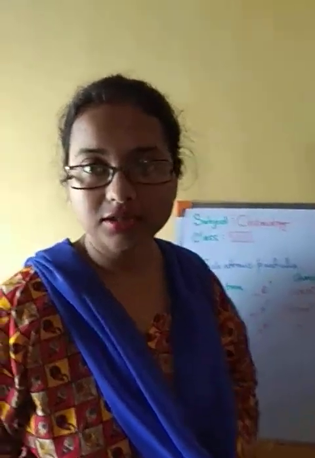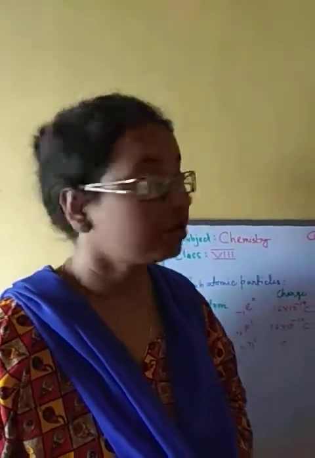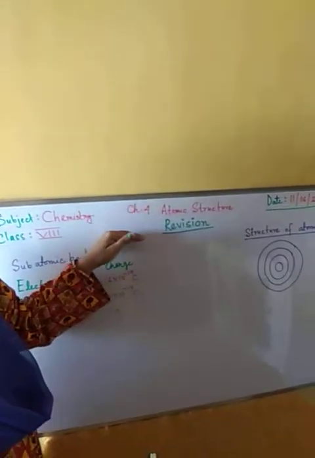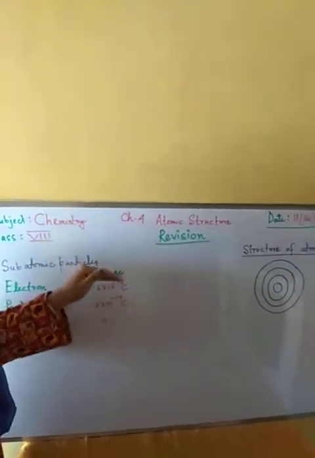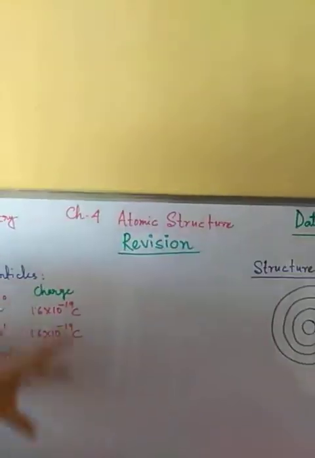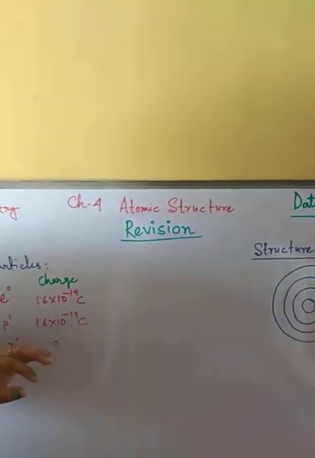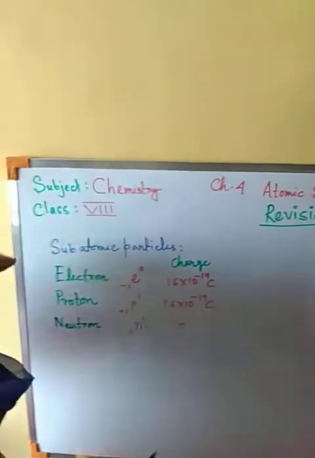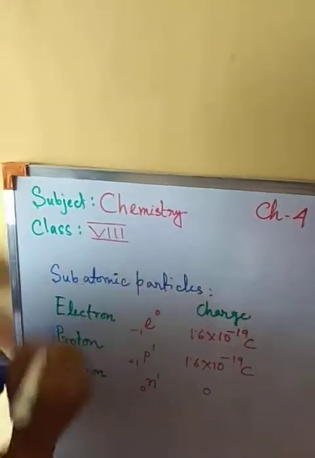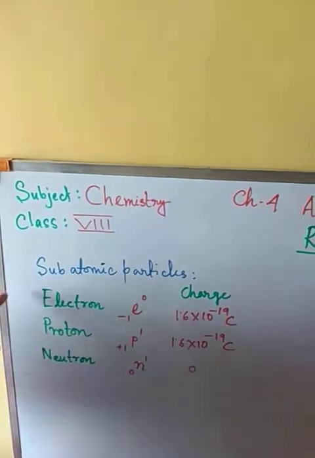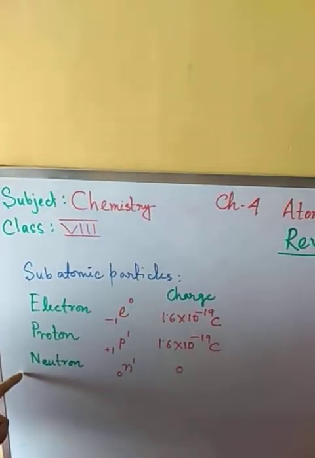Welcome to today's class. Today we are going to revise chapter 3, that is atomic structure. So briefly we will be discussing the whole chapter together. Okay, so let's start. As we have discussed earlier, there are three subatomic particles: electron, proton and neutron.